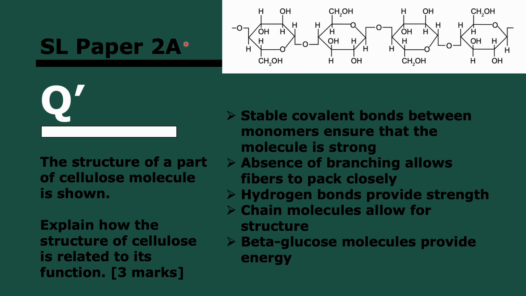So this chain molecule shape, right, allows for them to stack up and form a very rigid structure, which is great because cellulose is structural. And then finally, beta glucose molecules provide energy. So if you break these bonds, you release energy, which is great in case it's required, right? Remember, starch is the main energy molecule for plants, but if required, cellulose can also provide energy.